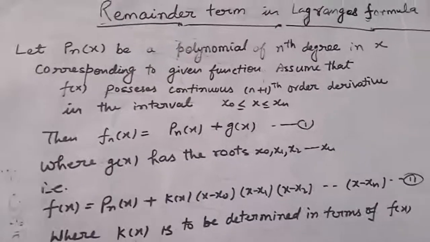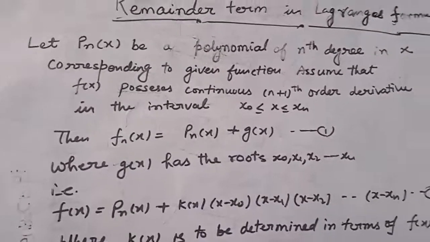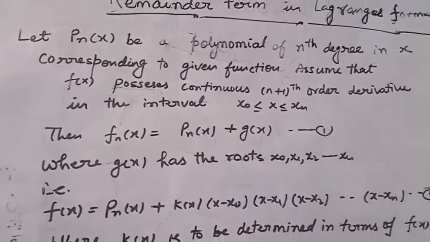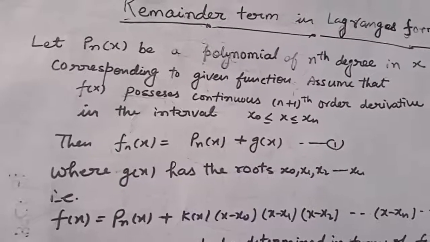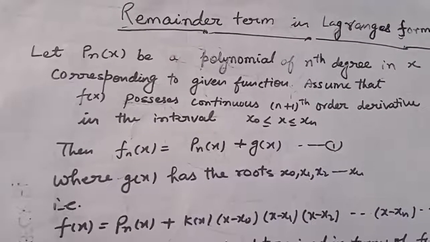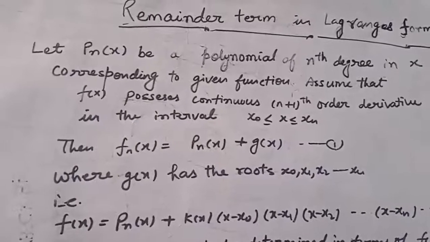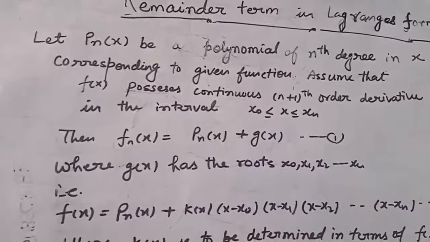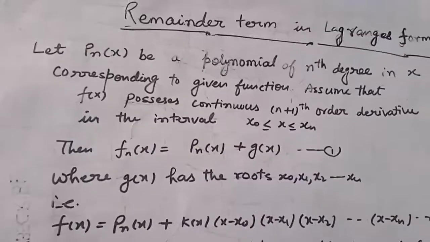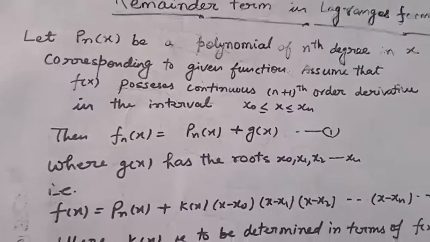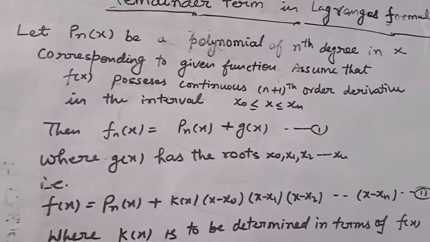So approximating f(x) as a function of Pn(x) and g(x), assume that f(x) equals Pn(x) plus g(x), where g(x) has the same roots as Pn(x), that is x0, x1, x2 and xn.